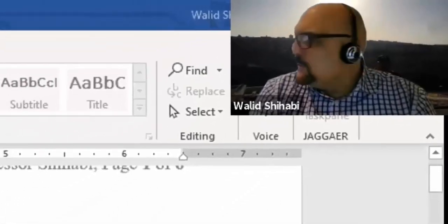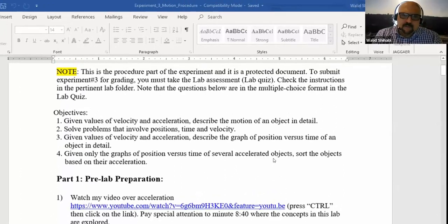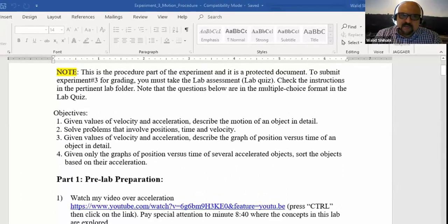Download the procedure. So always start by reading the procedure. Okay, so we downloaded the procedure here. And then, yeah, you have the objectives of the lab. So make sure you keep track with the objectives. Are you achieving the objectives or not?